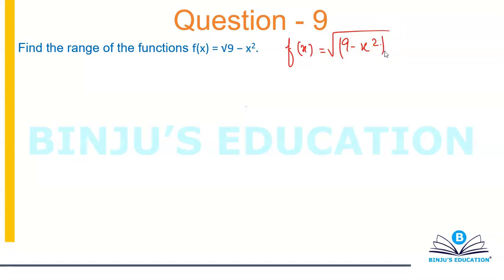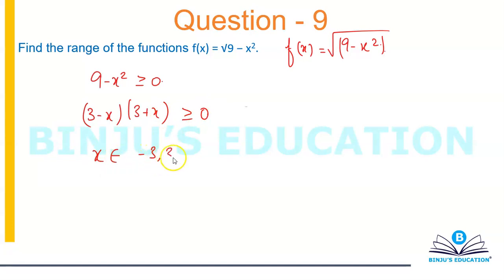Now if I want to calculate the domain, I know that 9 minus x square should be greater than or equal to 0, which means (3 minus x) into (3 plus x) should be greater than or equal to 0, which will give me the result that x will be from negative 3 to 3, including both the values. Because if, let's suppose, you take x to be 4, then 9 minus 16 is negative, and root of a negative is not defined. It goes to imaginary or it goes to iota. So x is from negative 3 to 3.